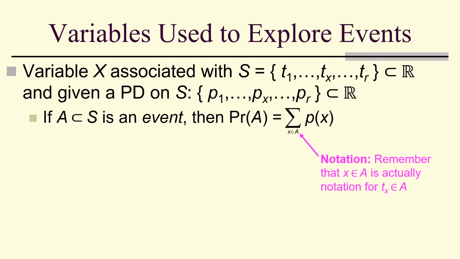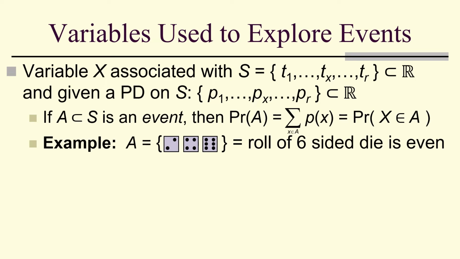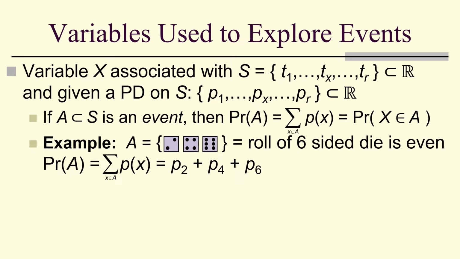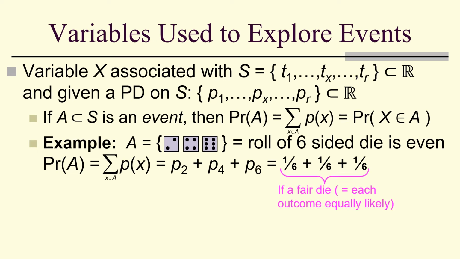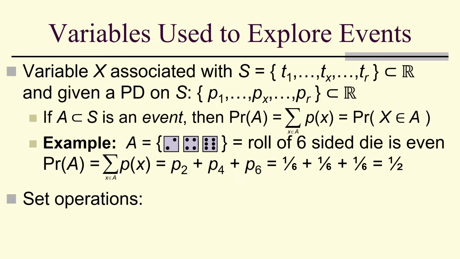Remember, this notation that x in A actually means that T sub X is in A. For example, if A is the outcome of a roll of a six-sided die being even, then the probability of A is the sum of those probabilities, which is P2 plus P4 plus P6, which is 1/6 plus 1/6 plus 1/6, which is 1/2.